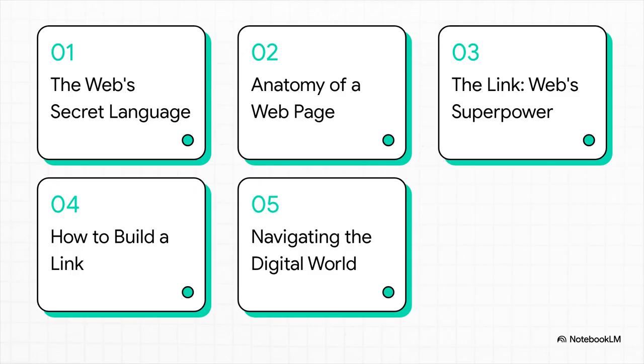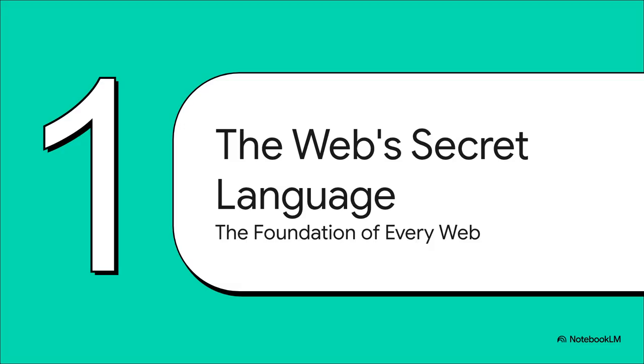So, here's what we've got lined up. We'll start by uncovering the web's secret language. Then, we're going to look at the anatomy of a web page and the one thing that gives it its superpower, the hyperlink. After that, we'll get practical and actually build a few links. And finally, we'll talk about how we navigate this huge digital world. All right, let's dive right in.